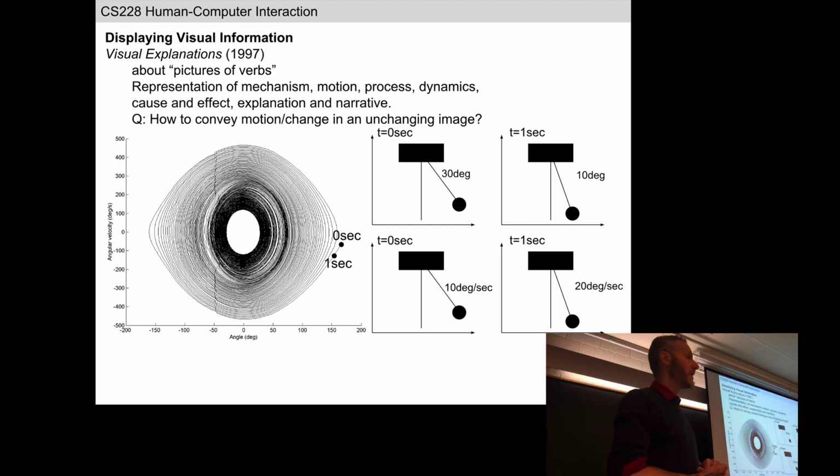Has anybody seen this kind of visualization before? What is it called? Jack? State diagram. A state diagram or a phase diagram. How does this work? Well, you'll notice that there is no longer t on the horizontal axis. Now I'm plotting our two variables, angle and angular velocity, along the two axes. Where did time go? Time is now measured along this line.